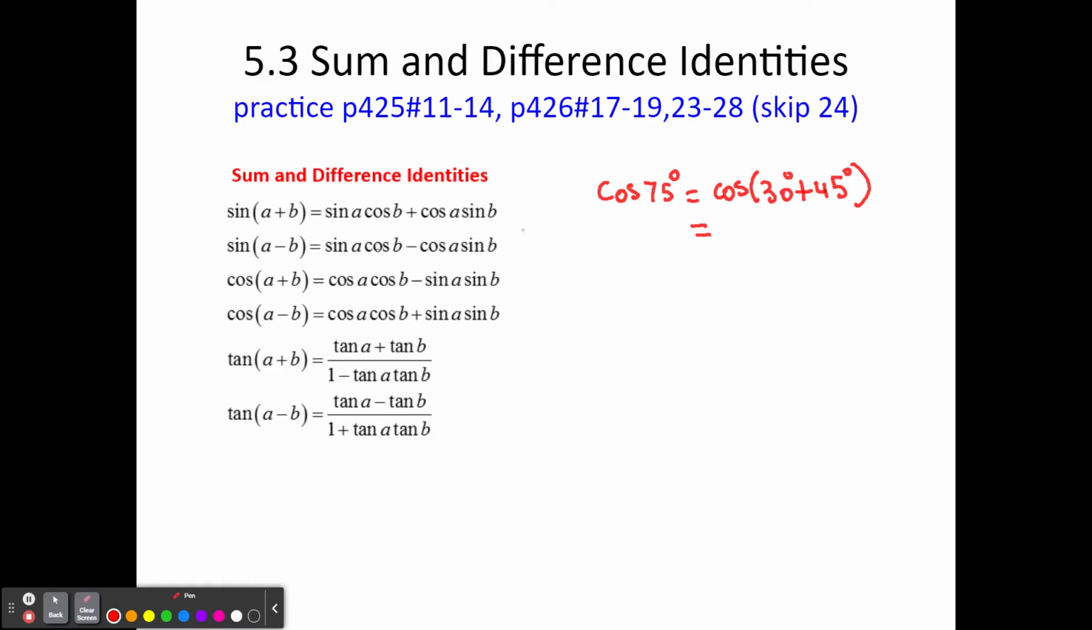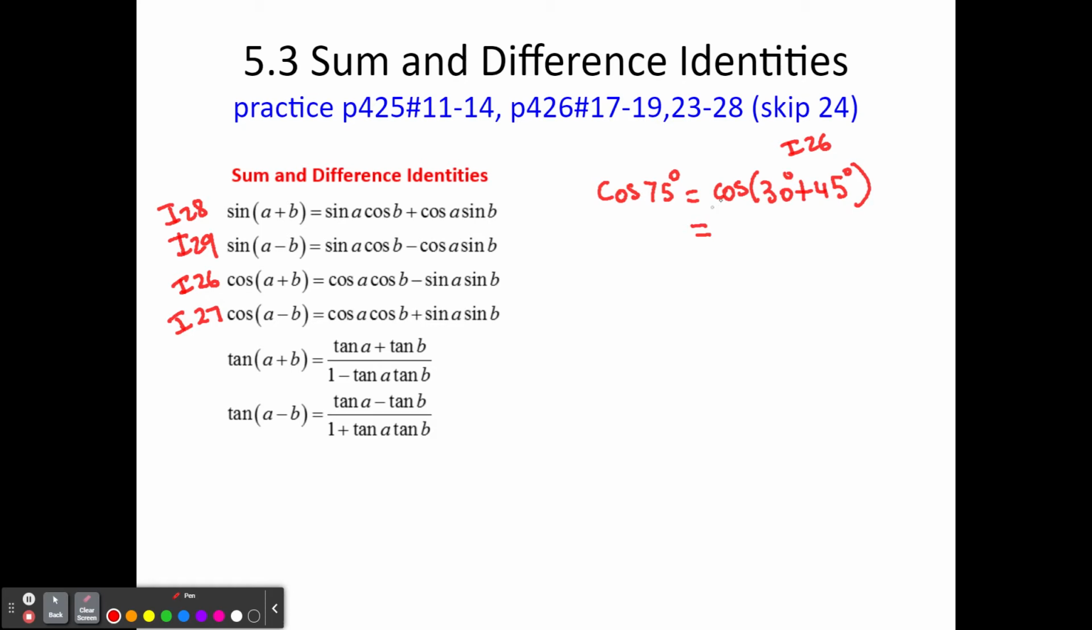So I look at this and say, which identity does it match? And I'm going to go back and write the identity 26, 27. Those are the ones we'll be using, 28 and 29 for today. So I look at this, which one does it look like? It's a cosine, so it's either one of these. It has a plus, so it's definitely identity 26. So I apply it. Cosine A, cosine B, minus sine A, sine B.